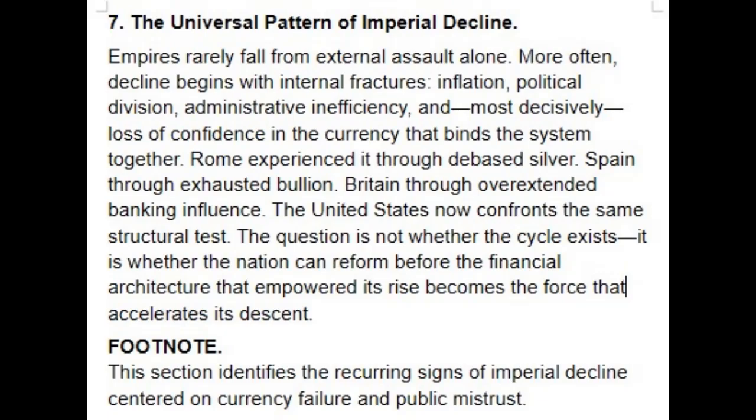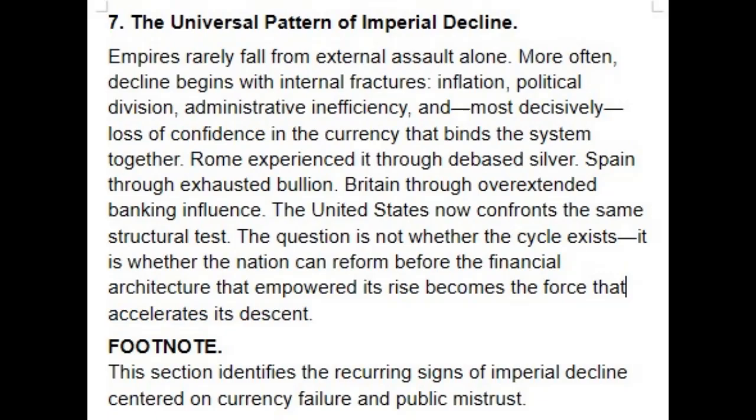7. The universal pattern of imperial decline. Empires rarely fall from external assault alone. More often, decline begins with internal fractures, inflation, political division, administrative inefficiency, and, most decisively, loss of confidence in the currency that binds the system together. Rome experienced it through debased silver, Spain through exhausted bullion, Britain through overextended banking influence. The United States now confronts the same structural test.